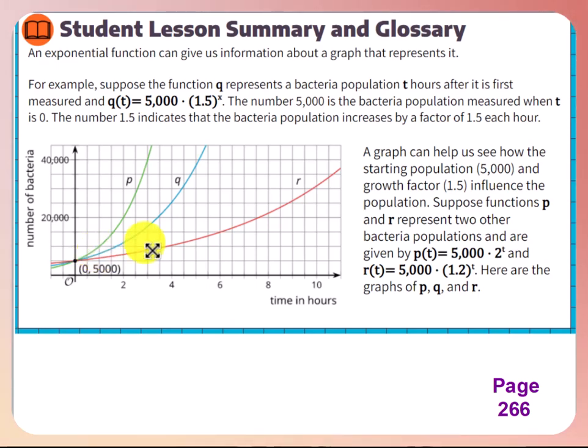Okay, let's look at P of t. This time we're going to double it. So this is P. Okay, 2 is bigger than 1.5, so it's going to increase quicker. This time it's growth. It's a number greater than 1. So the bigger the number, the quicker it increases. Smaller the number, the slower it increases. So let's look at R. R is the smallest of those three growth factors. 1.2 is smaller than 1.5, and 1.5 is smaller than 2.